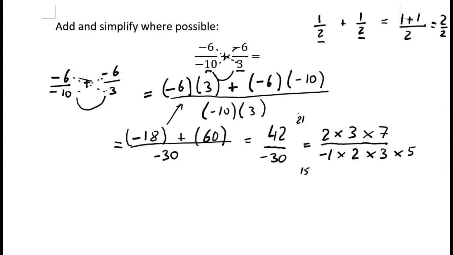So we've factorized, and what we can do now is we can cancel out the factors 2 and 2 and 3 and 3, and what we've got left is 7 over -5, and we can write this in a slightly different form. We can write this as -7 over 5.